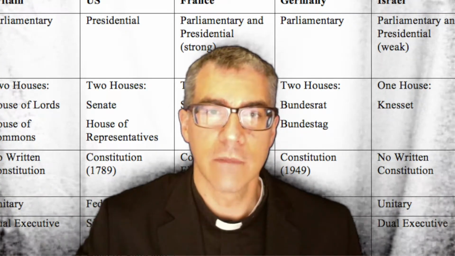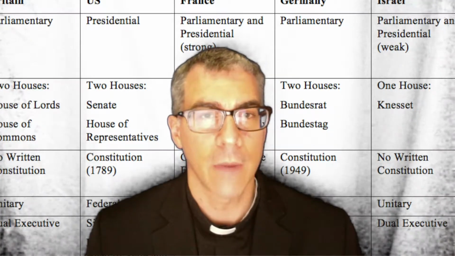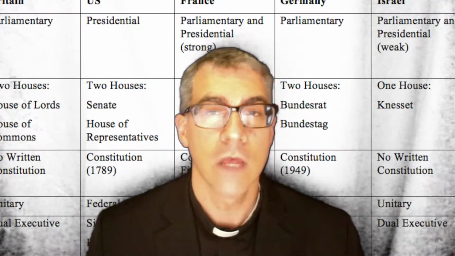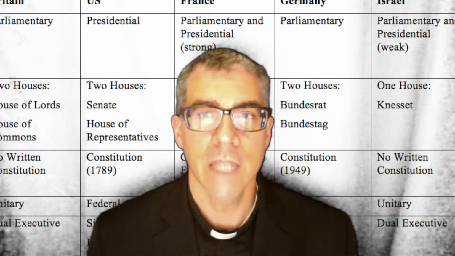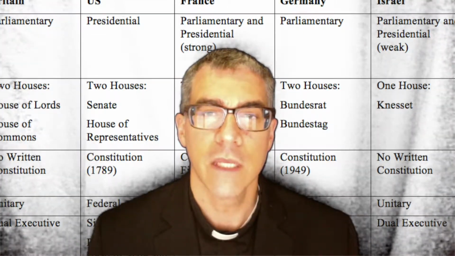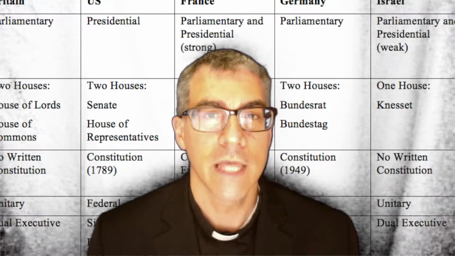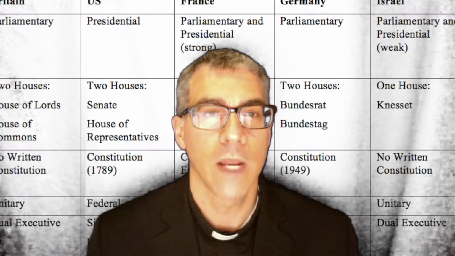Along with the executive branch is a legislative branch consisting of the House of Lords, the upper house, and the House of Commons, the lower house. As the names indicate, the House of Lords was originally intended to represent the interests of the aristocratic class, while the House of Commons was intended to represent the interests of everyone else.